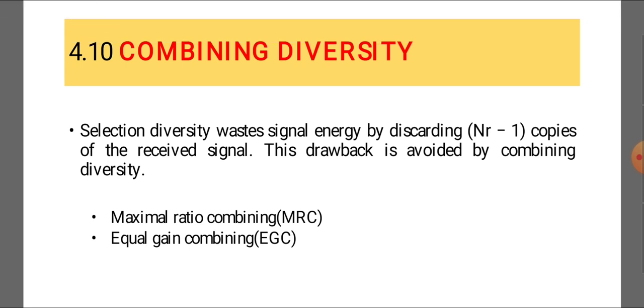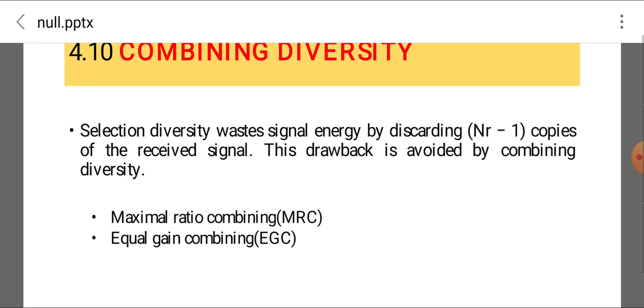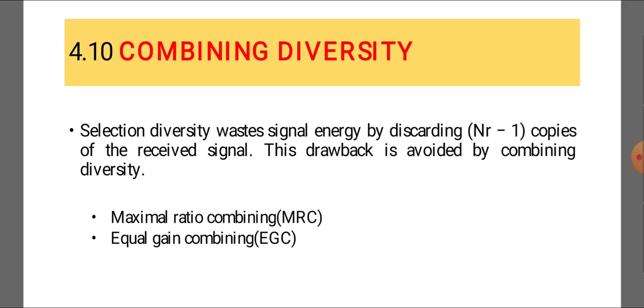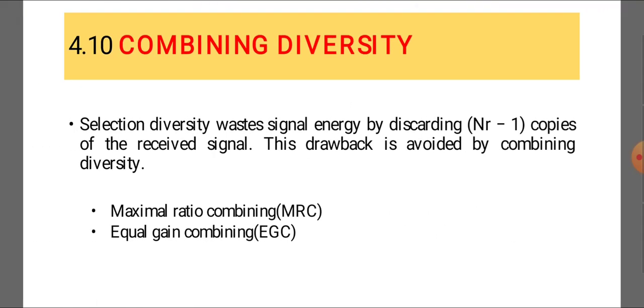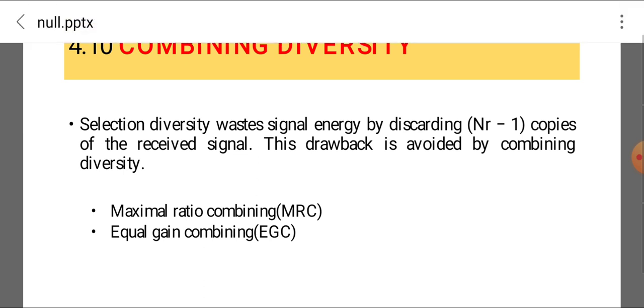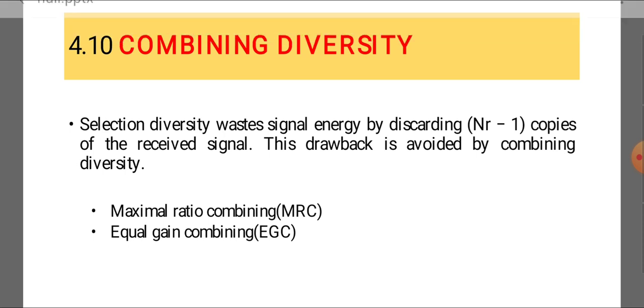In selection diversity, one best signal of all the signals coming from different branches is selected and is connected to the output. So only the selected signal is connected to the output and the remaining signals are wasted. This drawback is avoided by combining diversity, where the signals coming from all the different branches are combined together. There are two techniques in combining diversity: maximal ratio combining and equal gain combining.